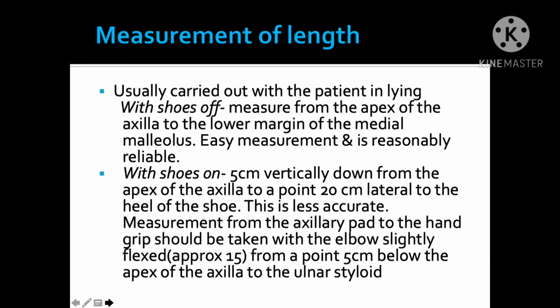With shoes on, usually this is done in clinical settings: 5 centimeters vertically down from the apex of the axilla to a point 20 centimeters lateral to the heel of the shoe. This is less accurate, but since usually patients are walking with the shoes on, this is the usually done method. Measurement from the axillary pad to the hand grip should be taken with the elbow slightly flexed, approximately 15 degrees, from a point 5 centimeters below the apex of the axilla to the ulnar styloid. Please note this point again, very, very important.